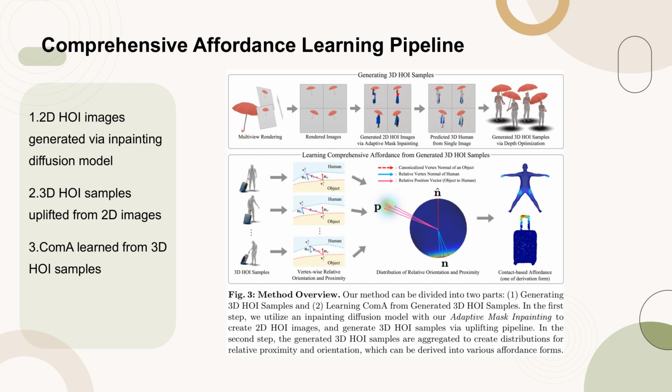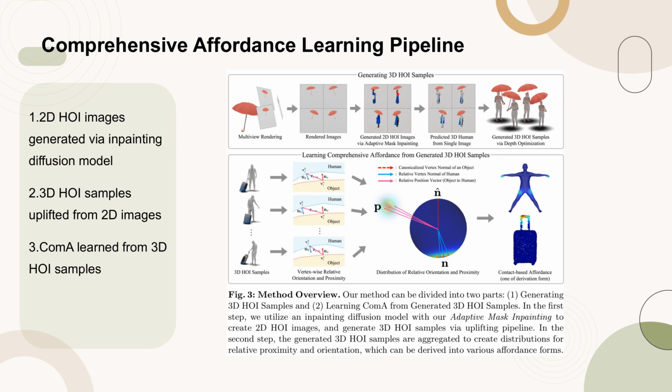The second part involves aggregating these 3D HOI samples to create distributions for relative proximity and orientation between human and object surface points. These distributions can be derived into various affordance forms, which are used to learn ComA. This method allows us to model both explicit contact and non-contact patterns during HOIs, providing a more comprehensive understanding of human-object interactions in 3D.